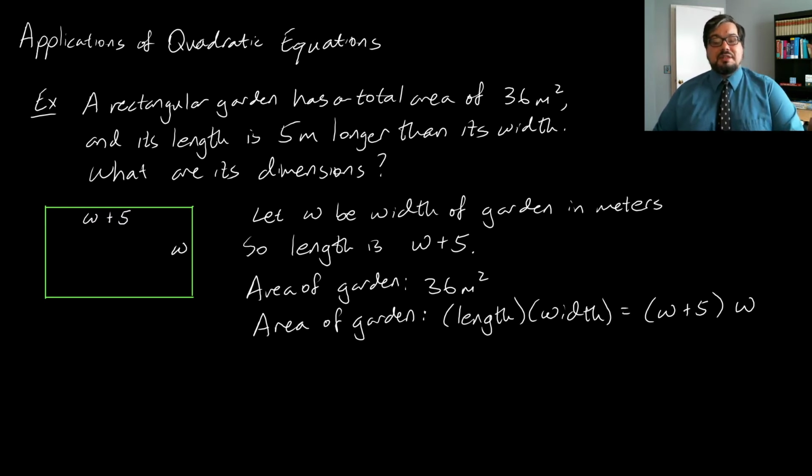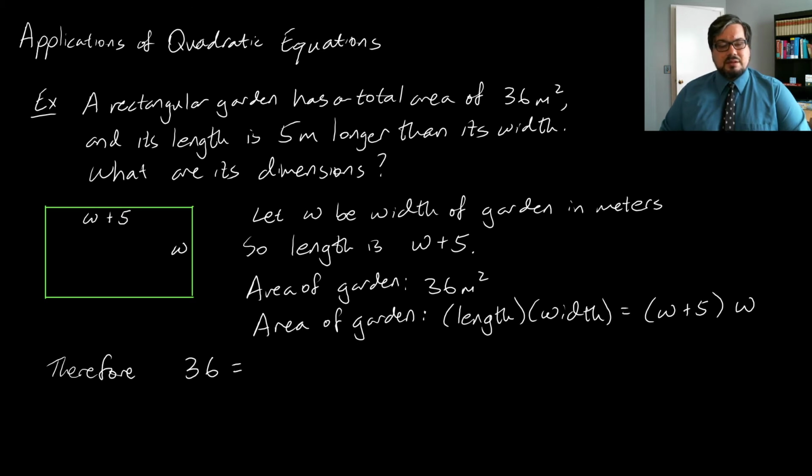So we have two different expressions for the same quantity. On the one hand, we know that the area of the garden is 36 square meters, and we also know that the area of the garden is W plus 5 times W square meters. Well, since they're measuring the same thing, they have to be equal. So therefore, 36 must equal W plus 5 times W. And now we can treat this as just an equation sitting by itself and solve it just using our normal algebra techniques.